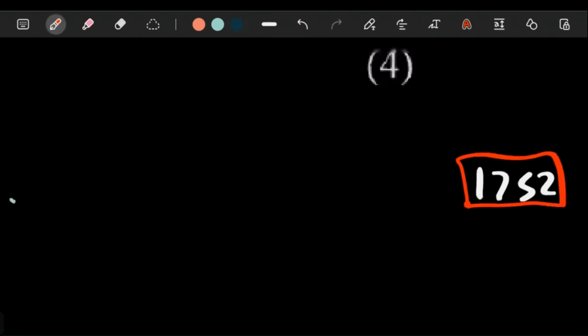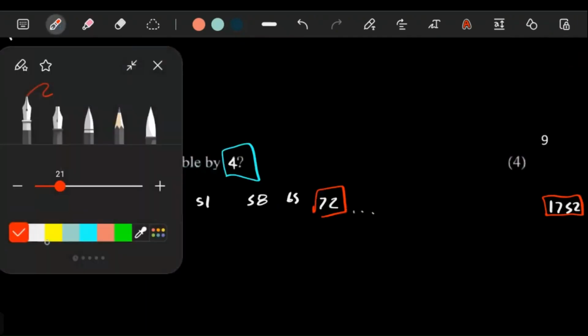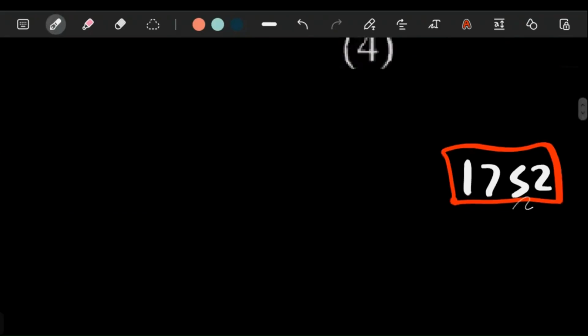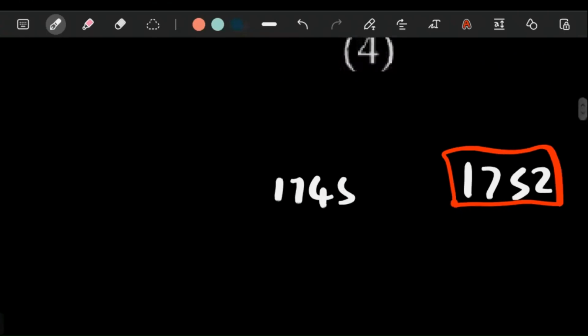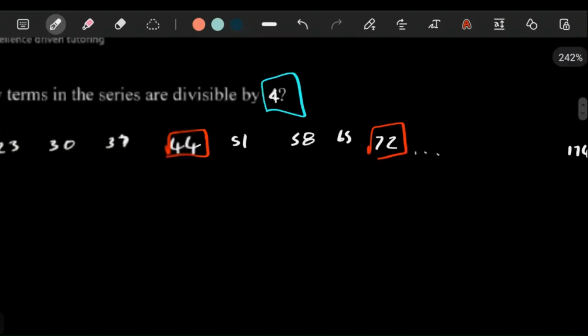If this last number was not divisible by 4, all you would do is firstly work backwards. Now you would say remove 7 from this number, right? If you remove 7 from 1752, you would get 1745. So before this number, you'd have 1745. And then you'd check if this is divisible by 4. If not, you would keep going backwards until you find the last number that is divisible by 4.